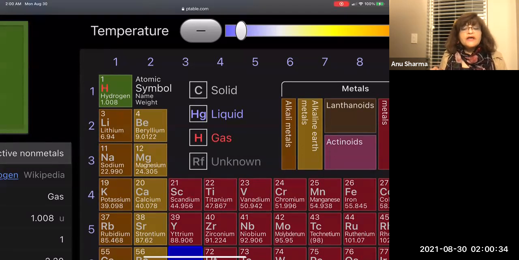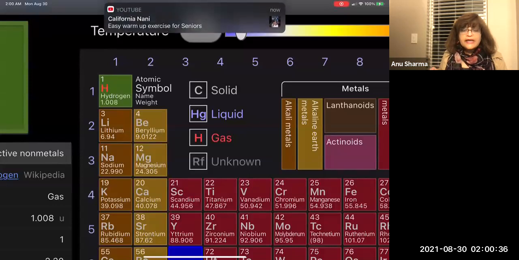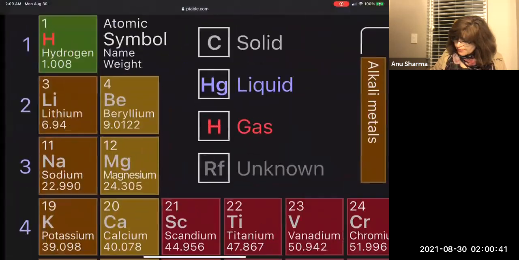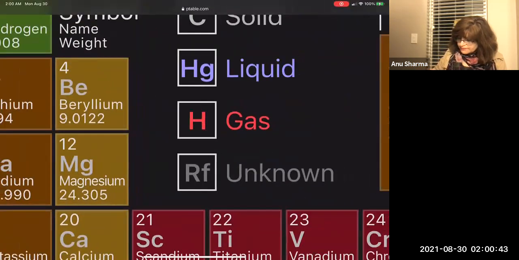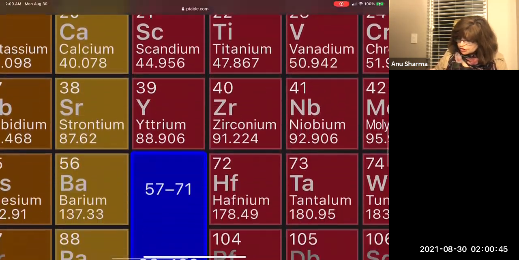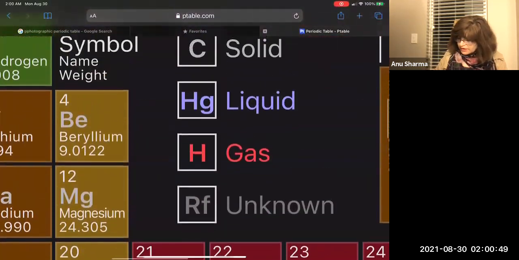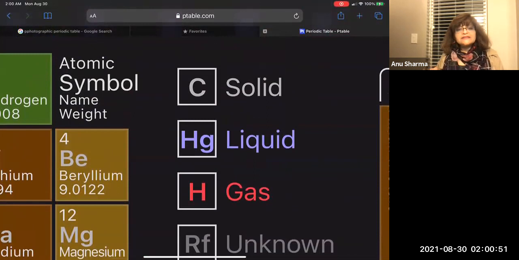The group of elements that are present in group 2A is beryllium, magnesium, calcium, strontium, barium, radium. Okay, the light brown ones, and that is the alkaline earth metals. These are called alkaline earth metals.